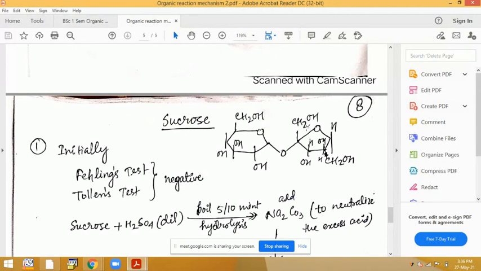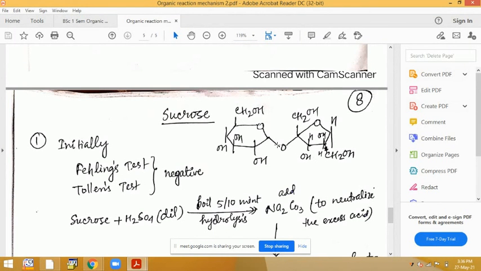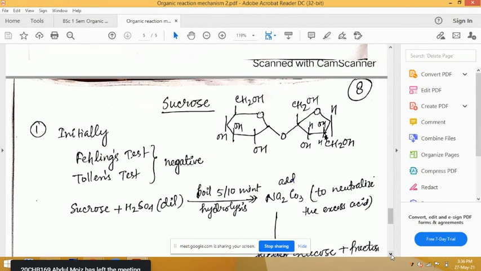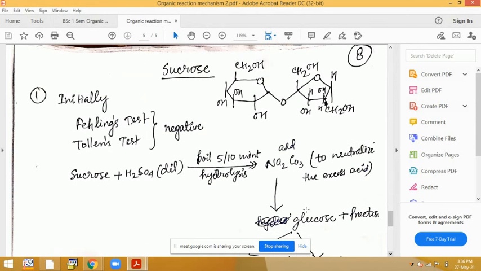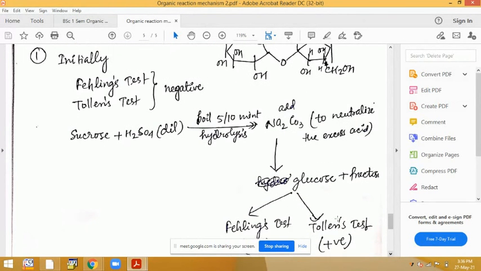Now you see for sucrose, since it is called a non-reducing sugar, since its OH is not freely available, if you do the Fehling's test and Tollens test, it will show a negative result, that is no color change or silver mirror. But if you add dilute H2SO4 to sucrose and boil for 5 to 10 minutes, then add Na2CO3, then after that, if you do Fehling's test as well as Tollens test, they will show a positive result.